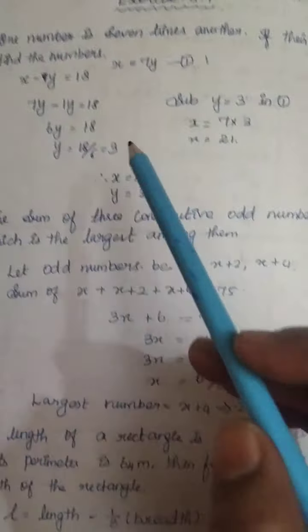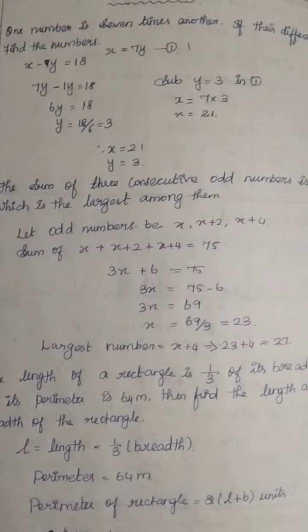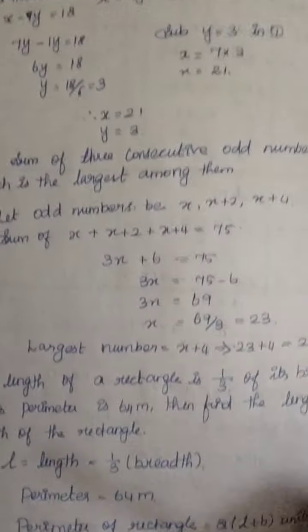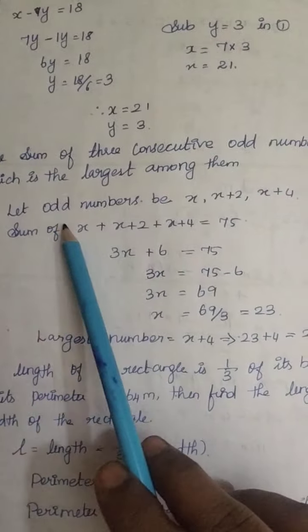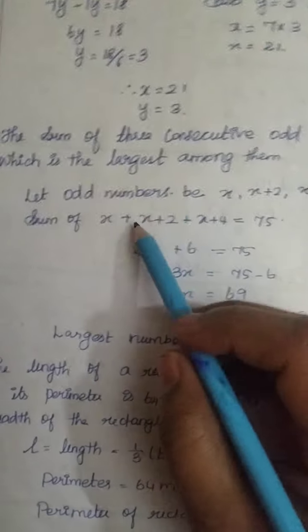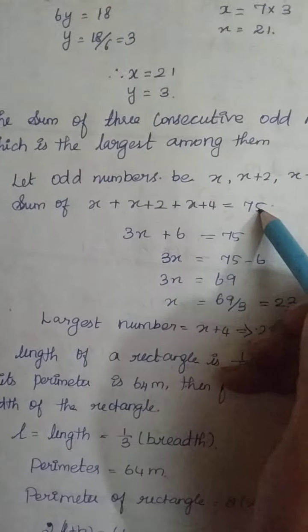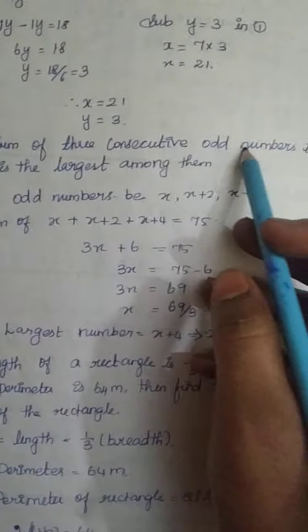The sum of 3 consecutive odd numbers is 75. Which is the largest among them? So let the odd numbers be x, x plus 2, x plus 4. We have to take x, x plus 2, x plus 4. After that we can write the numbers as an addition. Listen, the sum of the odd numbers is 75, they have given. So you have to add.